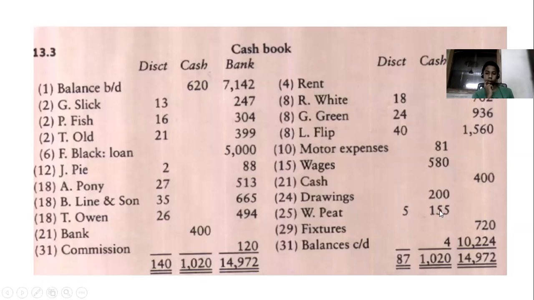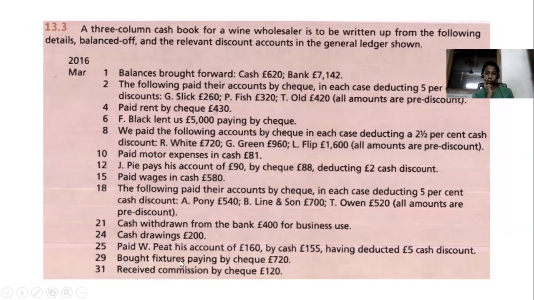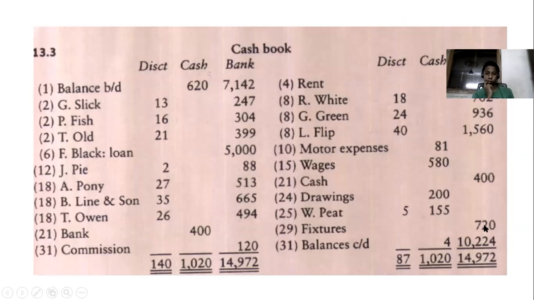Remember, be careful when you're writing. We are writing in the cash column or bank column. Otherwise, there will be chances of mistakes. Then another thing is bought fixtures, paying by check. Very simple: credit side 720, and you will have fixtures here.